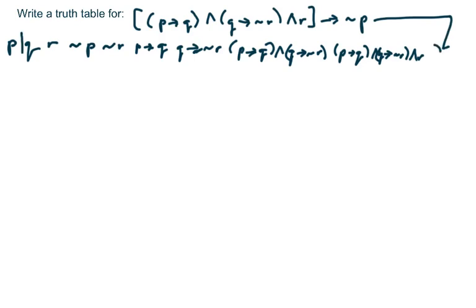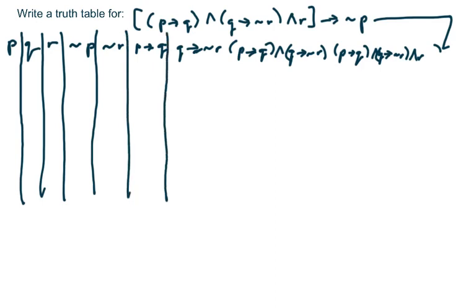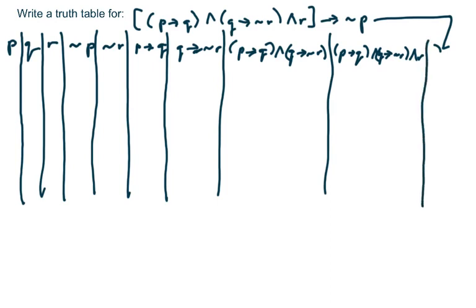Let's make columns here so everything is very clear. Column for P, column for Q, column for R, not P, not R, P implies Q, Q implies not R, P implies Q and Q implies not R, P implies Q and Q implies not R and R, and then finally the overall statement, which there was no space to write.